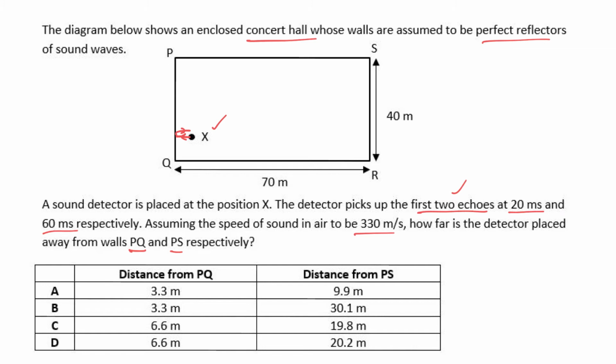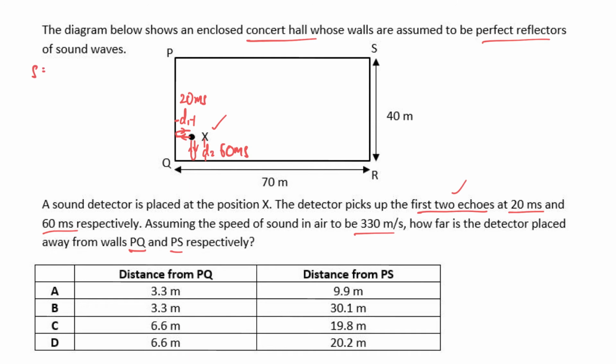So let the distance here be D1, from PQ to the sound detector, and the second echo must come from QR. That means it's from here and then reflected back, and let this distance be D2, for easy reference. So for this side here, it takes 20 milliseconds for the sound to return, and here it will be 60 milliseconds. So let's start solving for the echo from the wall PQ.